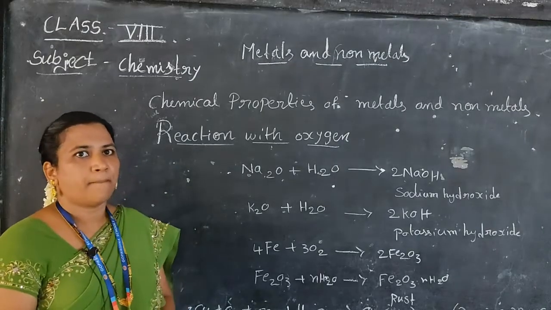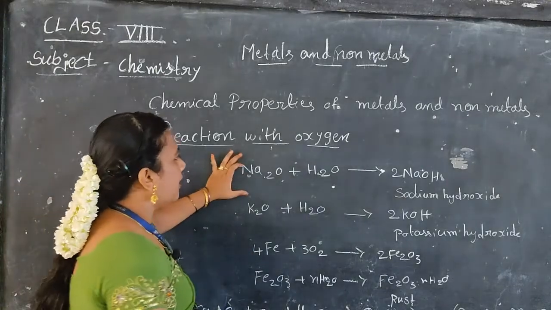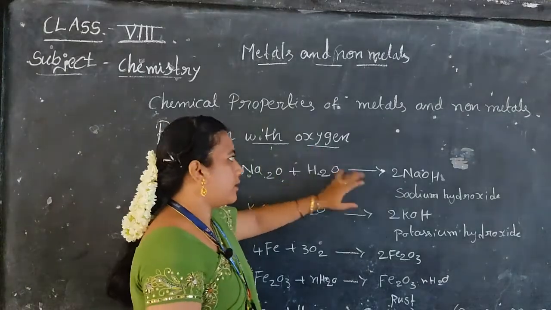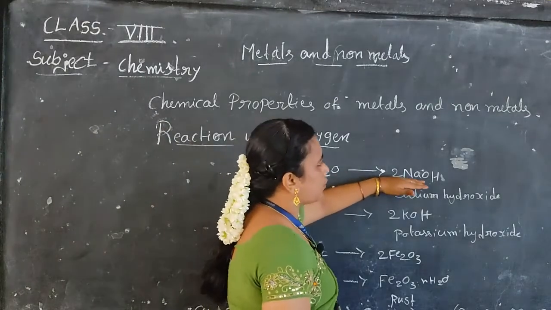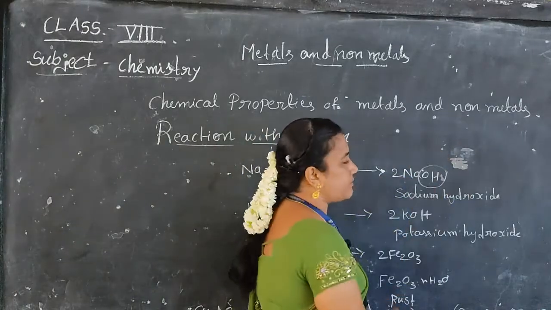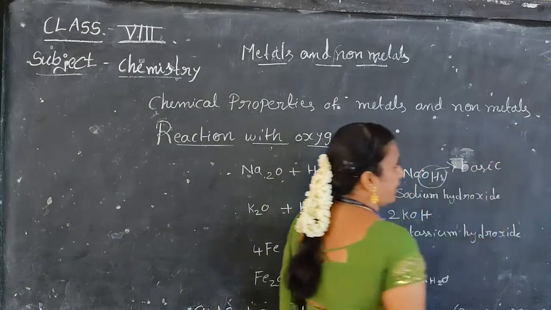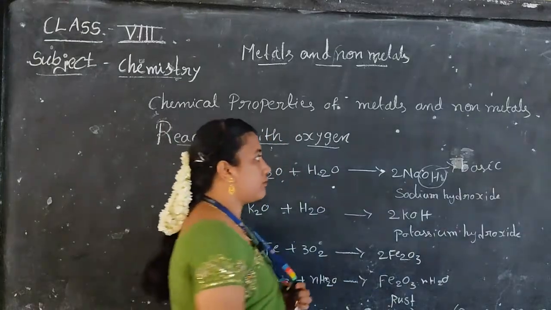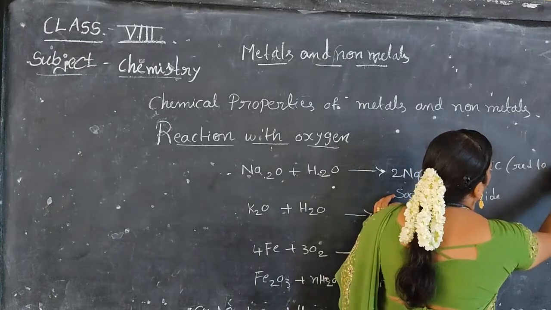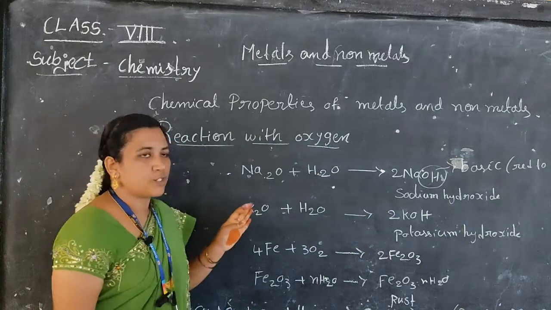Metal oxides are basic in nature. We can take the example of sodium oxide. When it reacts with water, it forms the product sodium hydroxide. So an OH group is there. OH group means which nature? Basic nature. It turns red litmus into blue color. Acidic properties and basic properties we studied in 7th class.